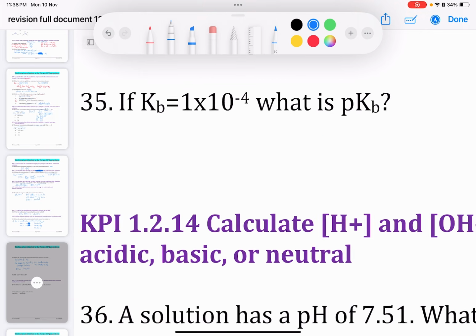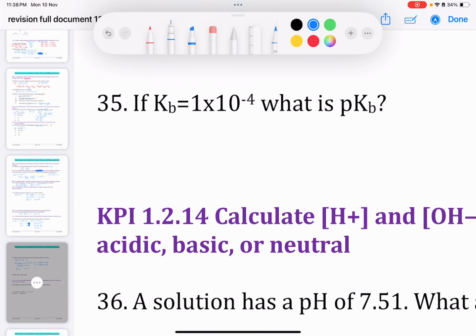Now, if Kb is 1 times 10 to the power negative 4, what would be pKb? So again, I'm going to use the logarithmic function, minus log of 1 times 10 to the power negative 4, and that is equal to 4.